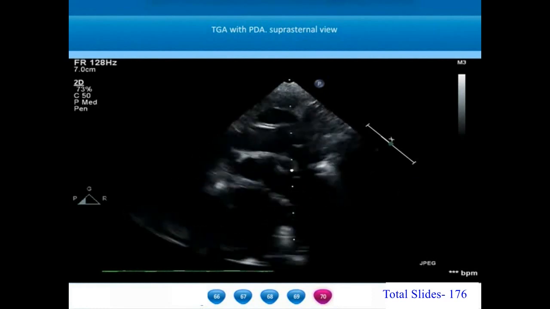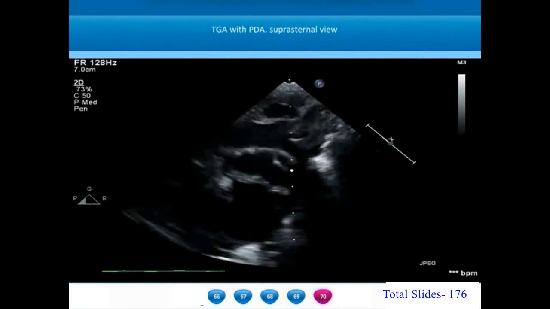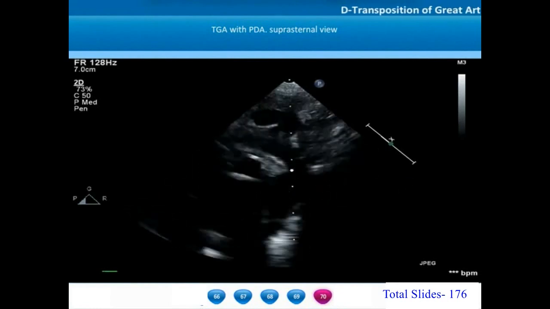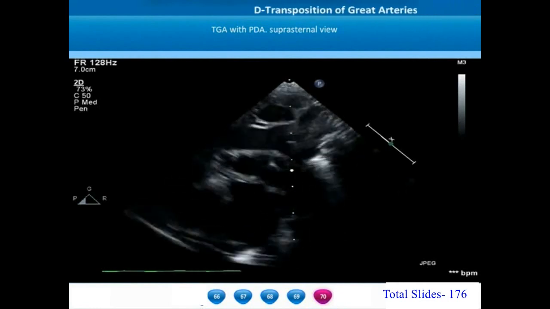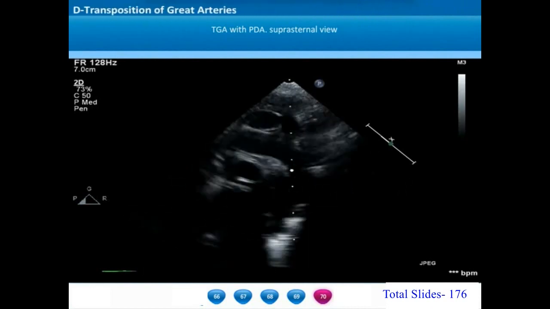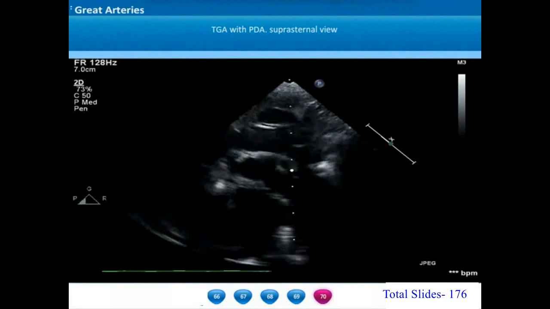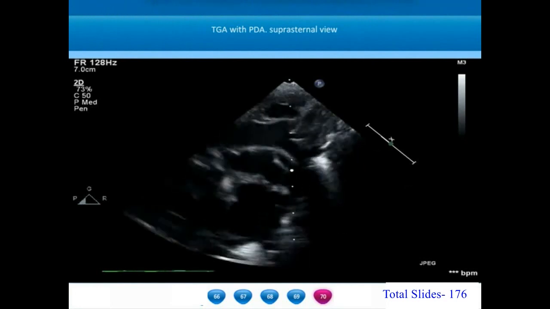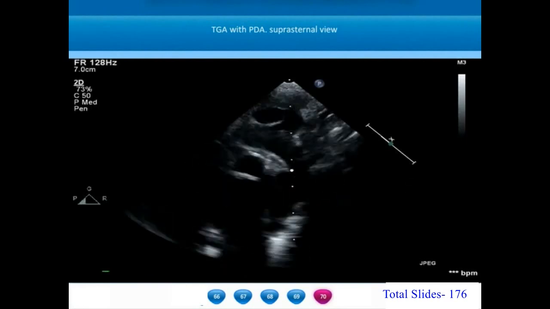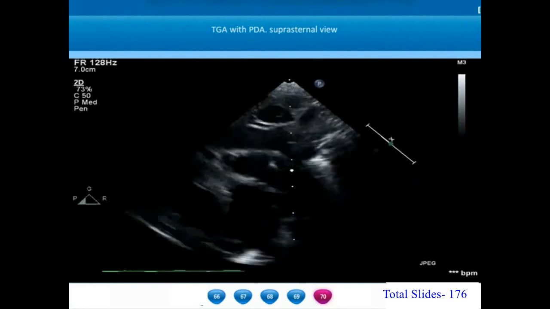The ductus arteriosus can also be seen from the suprasternal view. We can notice the left aortic arch, a very long tubular PDA inserting into the main pulmonary artery. The pulmonary artery and the ductus are comparable in their size, and the ductus is very large.